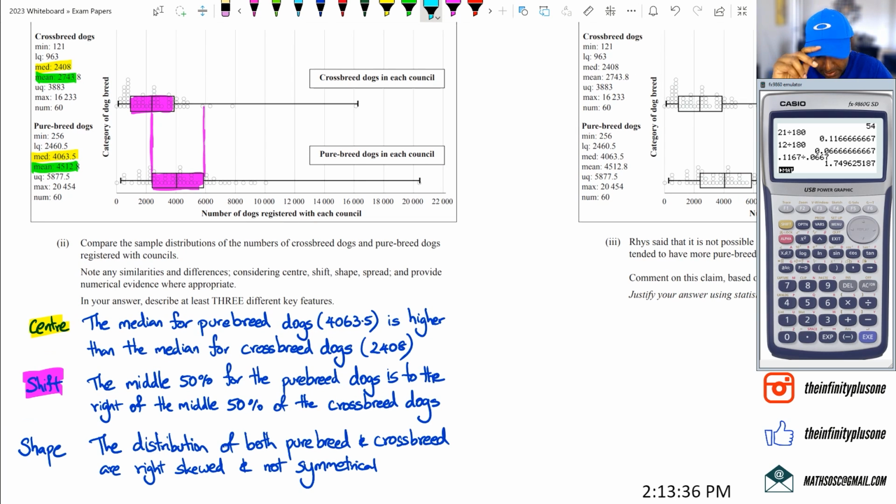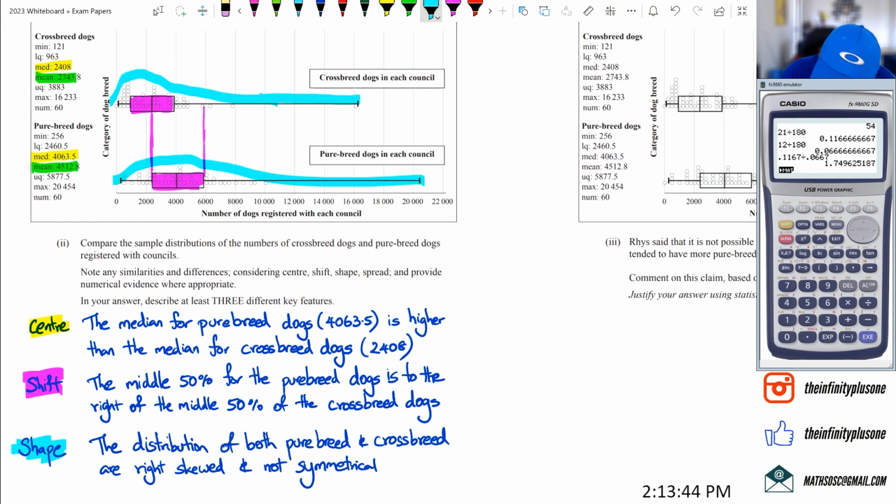The next feature to look at is the shape itself. So if you look at the shape, both of these ones have a bit of a right skewness, and definitely are not symmetrical as well.